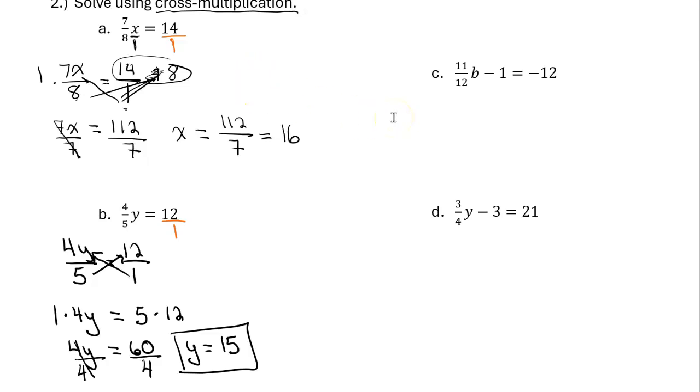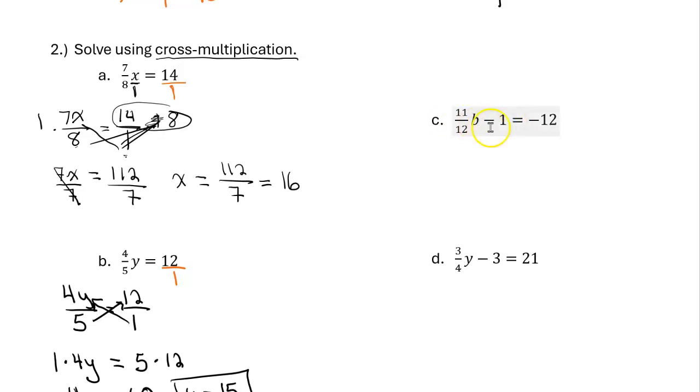Okay, this time we have something that is connected to the term with the variable. So we need to think in terms of working across that equal sign. We have to do opposite order of operations. So the first thing I'm going to do is add 1 to both sides. That goes away and I get 11/12. And I'm going to go ahead and sneak that b up there so it's already rewritten. And then I get -11 over 1.